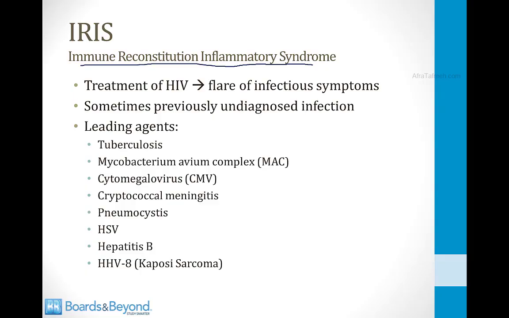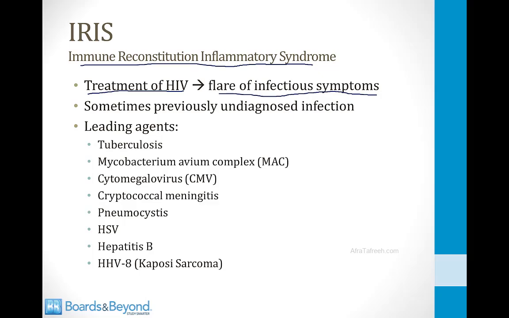The last thing I'll mention is something called IRIS, which stands for the Immune Reconstitution Inflammatory Syndrome. So when you treat a patient with a low CD4 count who has HIV or AIDS, you reconstitute the immune system, and this means you can potentially see a flare of symptoms from inflammation. Remember that when the CD4 count is low, the inflammatory response is weak, but when you reconstitute the immune system, the inflammatory response can occur, and if there's a previously undiagnosed infection, you will see symptoms flare.